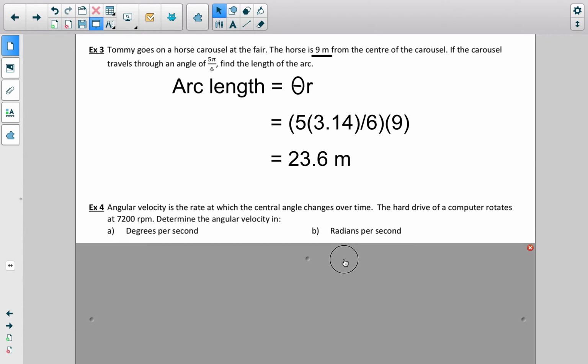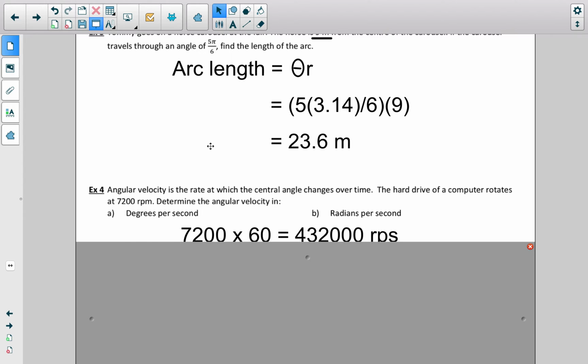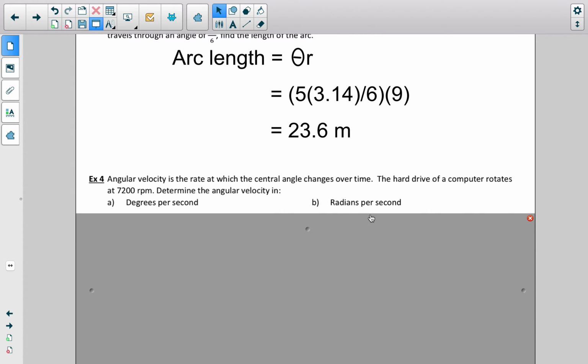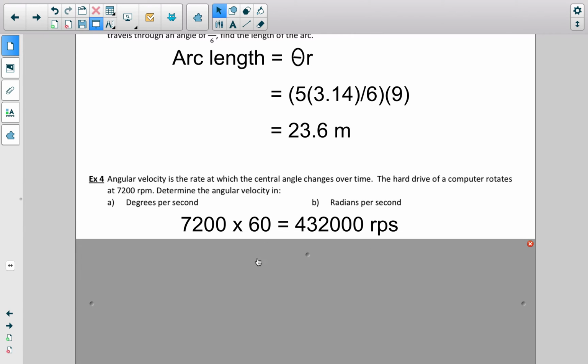Now the last question here, I'm going to set up the first one and solve it for you, but the second one I'm going to leave, so the radians per second I'm going to leave for you guys to do on your own. When we're looking at angular velocity, we're talking about how much something's spinning around in a circle. Okay, so the hard drive of a computer rotates at 7,200 revolutions per minute. Determine the angular velocity in degrees per second and radians per second. So the first thing we need to realize is that we have to multiply by 60 because we need to go from revolutions per minute to revolutions per second.